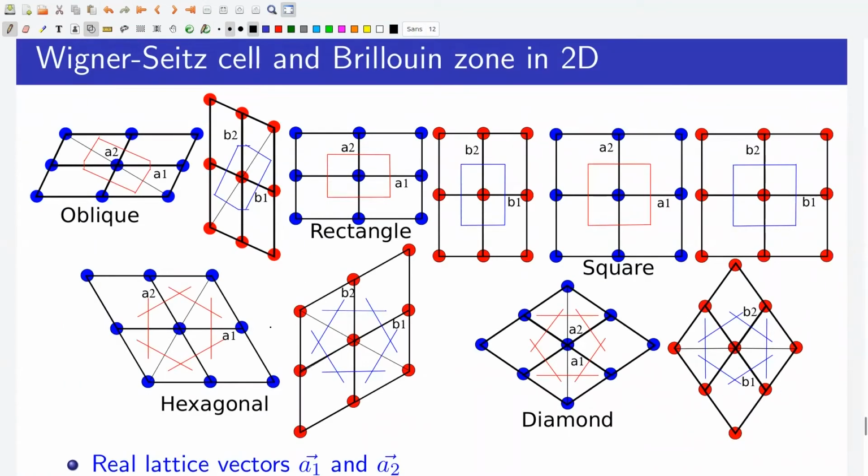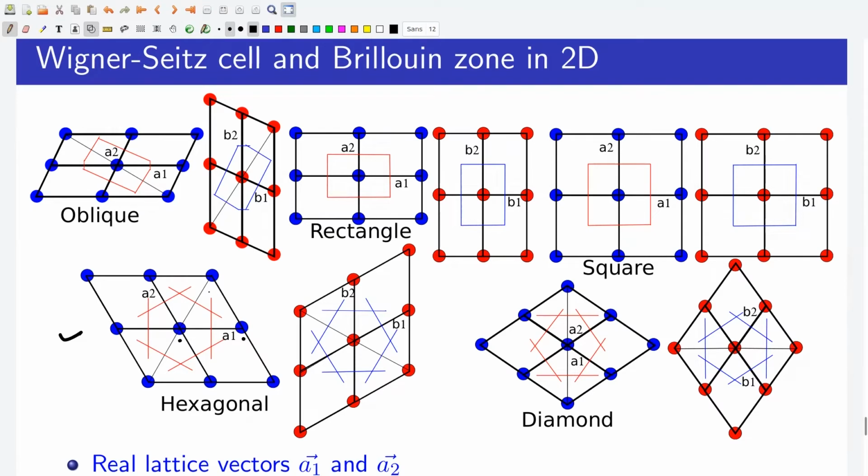Let us draw the perpendicular bisectors in the case of 2D. We can do it in the real lattice as well as the reciprocal lattice. For example, let me show the example for a hexagonal lattice. So this is one vector, a1, and this is joining two real lattice points. What we do is draw this perpendicular bisector, and we are doing this in real space.